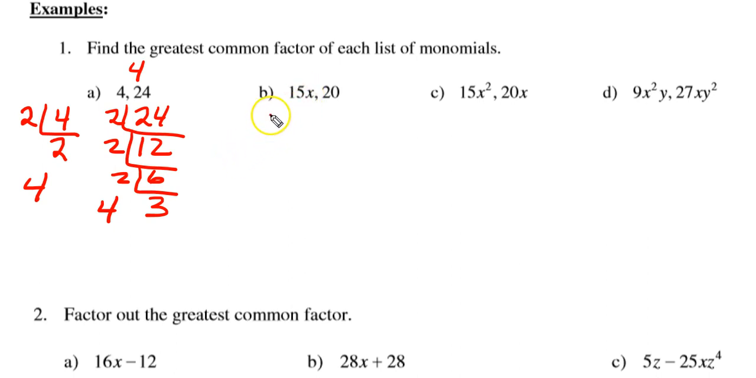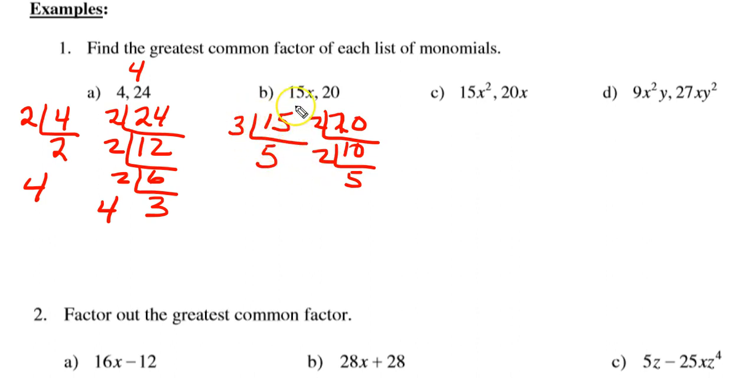Now let's do the 15 here. We got a 3 and a 5. And let's take the 20. We've got a 2, a 10, a 2, and a 5. So the greatest common factor that's found in both of these is a 5. So for this one, it's a 5.